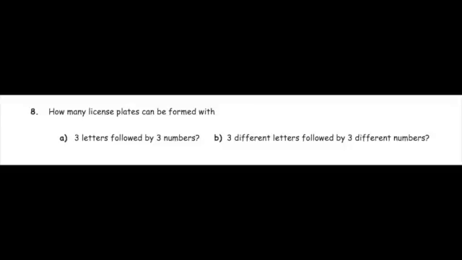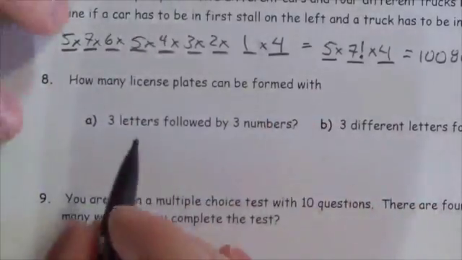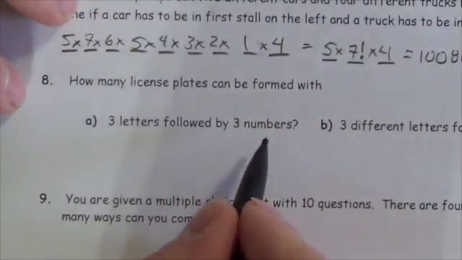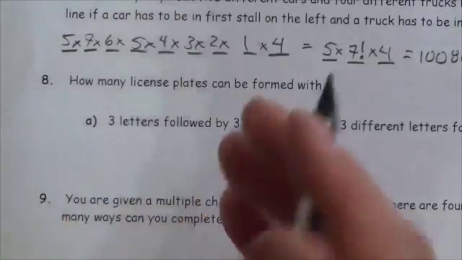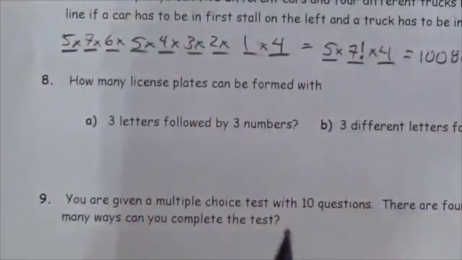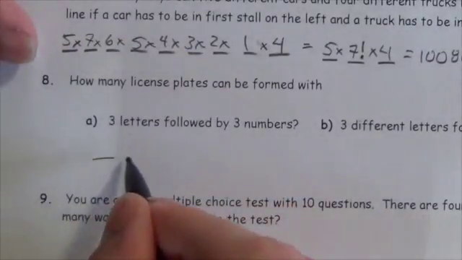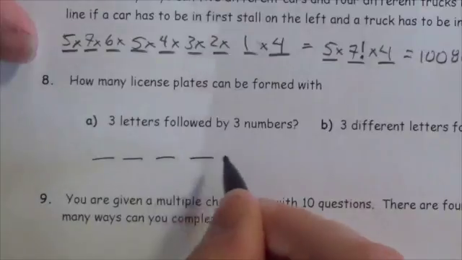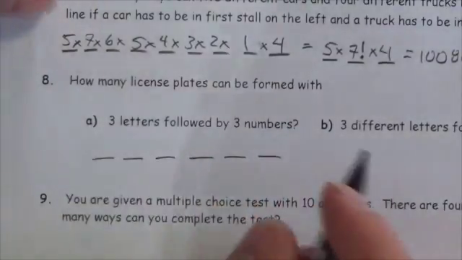How many license plates can be formed with 3 letters followed by 3 numbers, or 3 different letters followed by 3 different numbers? So for this first question, in terms of the number of license plates we're coming up with, we've got 3 letters followed by 3 numbers. Now, when it's listed like this, and when we're talking about license plates, I'm not grabbing these letters off of a word, I'm just grabbing letters. I think it's pretty clear that repetition is allowed. So there are 6 different symbols here that I need to address: 3 letters followed by 3 numbers.